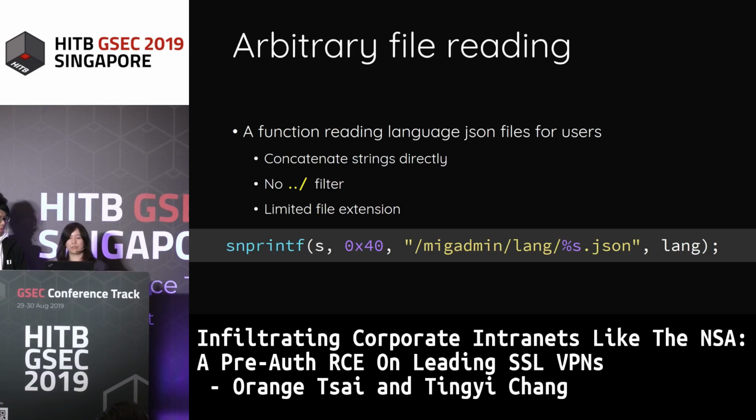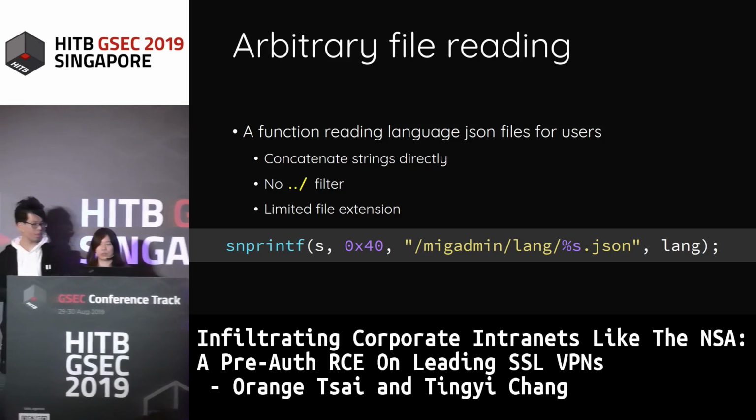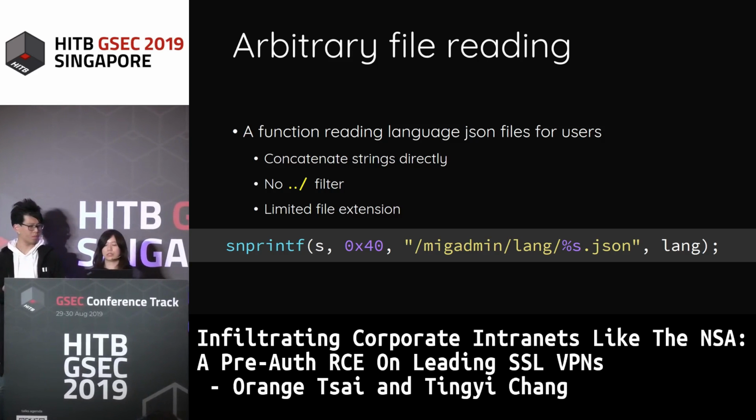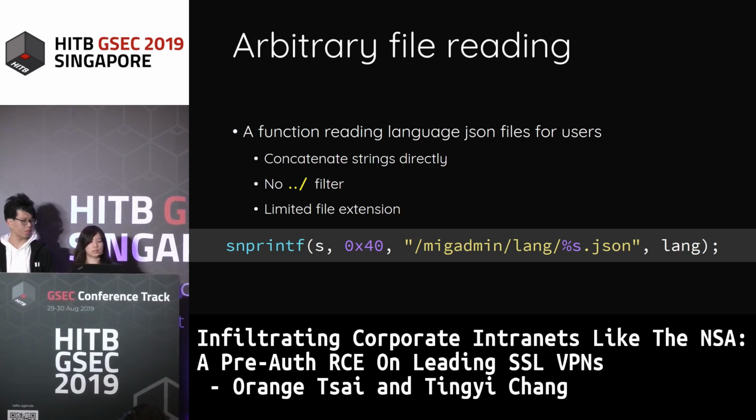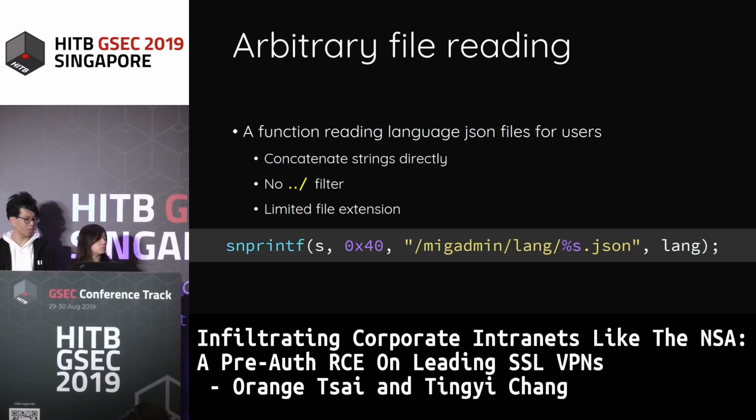Let's start with the file reading part. It's a function used to show the corresponding language for users. It concatenates strings directly without a / filter, but a .json extension is appended automatically. So it seems like we can only read JSON files. Think about it. Can we remove the .json and read any file we want?